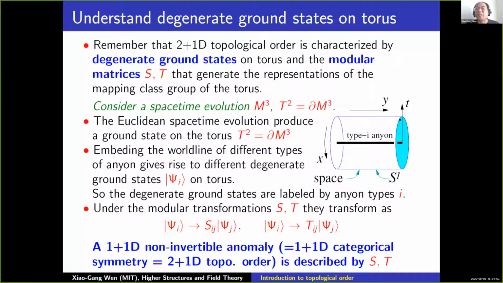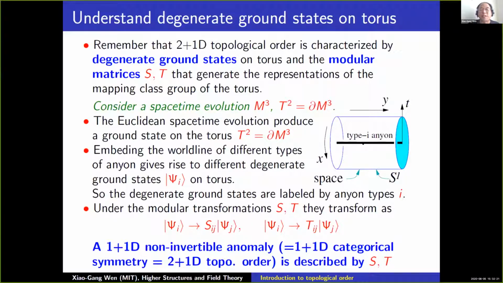But however, this pure solid cylinder only gives rise to one ground state. How to get other degenerate ground states? To get other degenerate ground states, we can insert the world line of a type I anion in the middle of a solid cylinder, which wraps around this S1 direction. And again, this time evolution is a projection. That gives you another, different ground state because of this insertion.